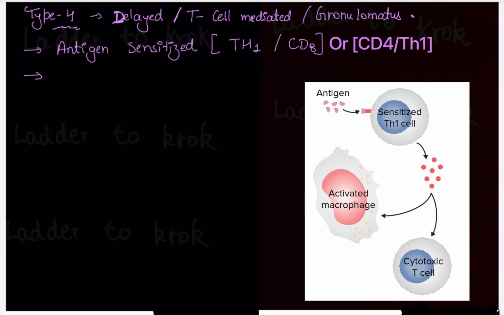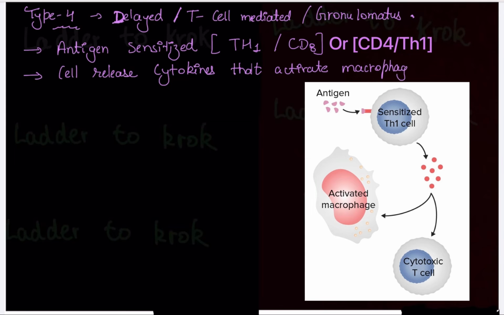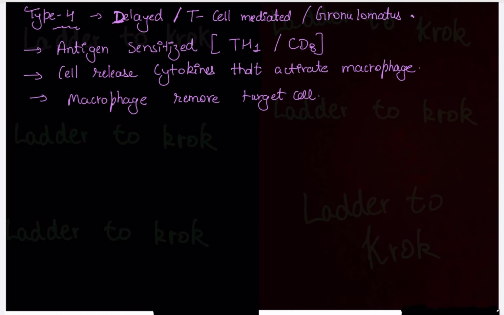Then wherever they go, the nearby cells will release cytokines. And what do these cytokines do? The cytokines activate macrophages. And then what do macrophages do? Macrophages remove the target cell. Wherever that antigen sensitized is formed, the macrophage will go and remove that target cell, that antigen basically.